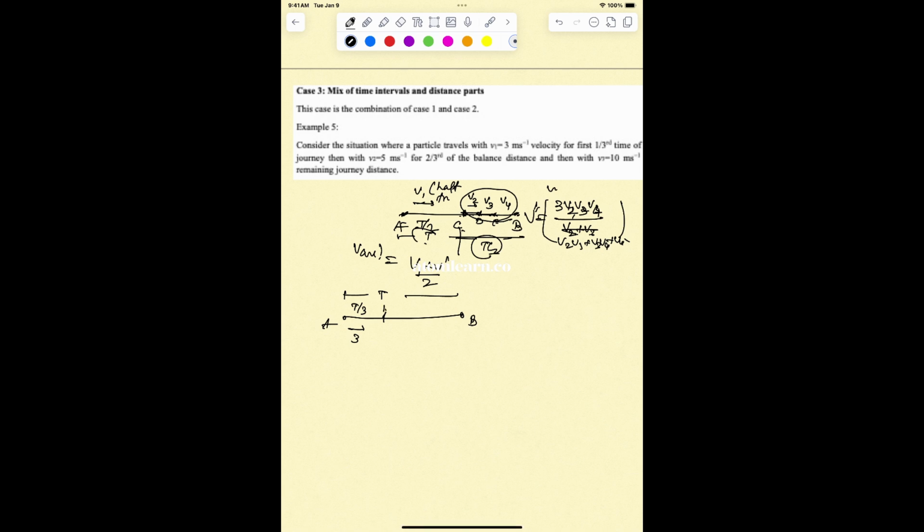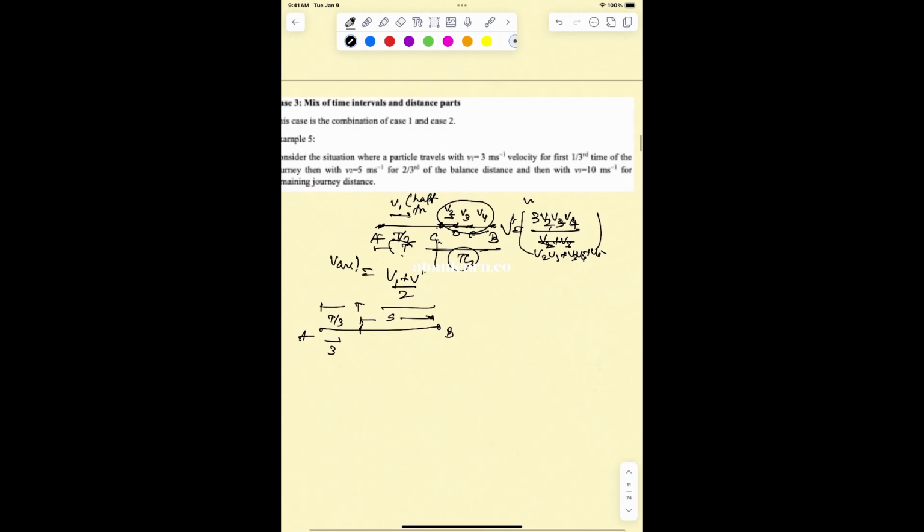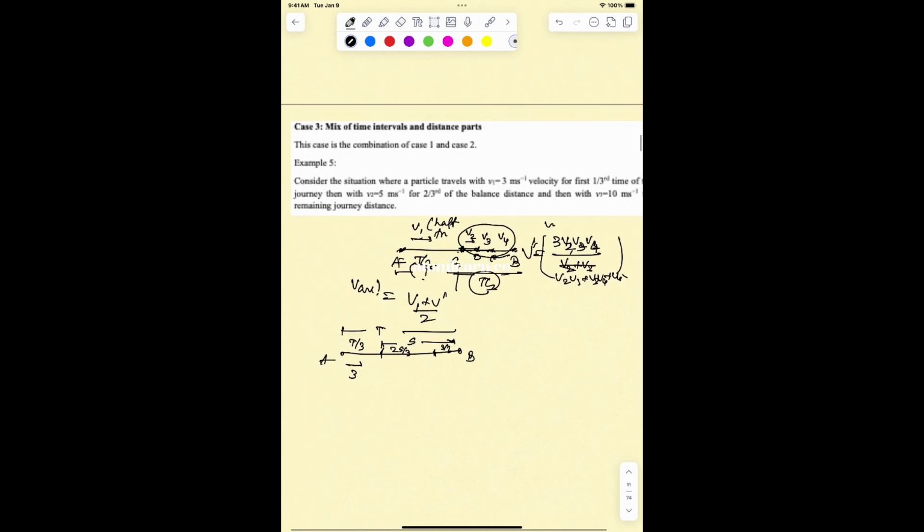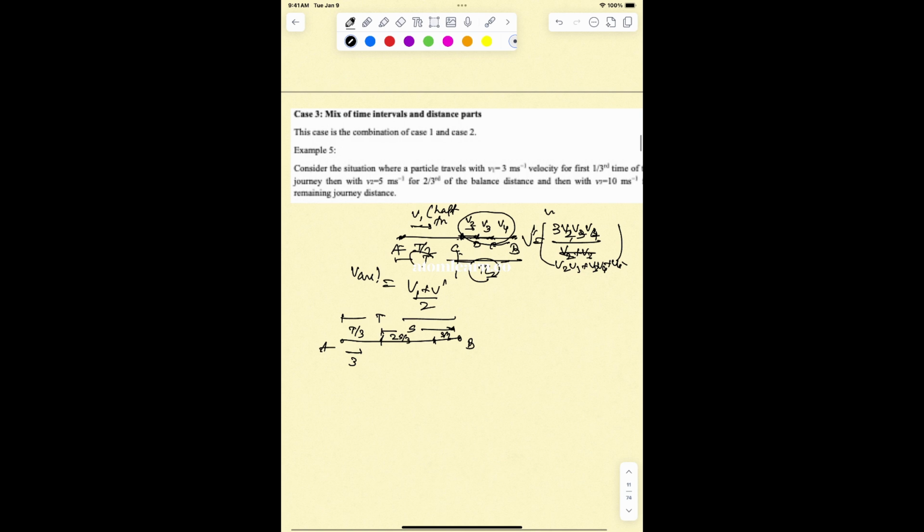distance. Suppose I call this part s. Not the full distance AB, but only this part. Then for the 2/3, it is now 2s by 3, and this fellow is s by 3. Now the speed here is 5, and then for the balance, 10.